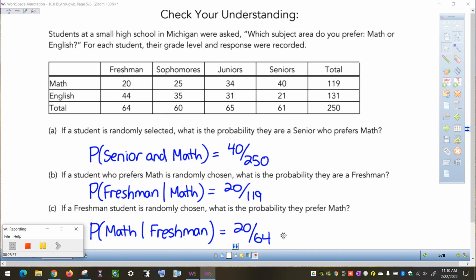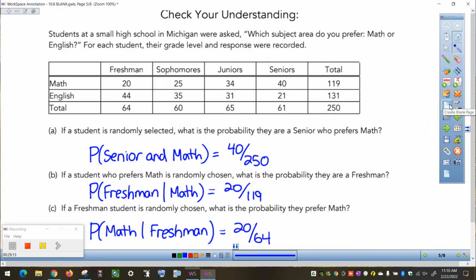So when we take a look here at part A, so first one, if a student was randomly selected, we wanted to find the probability that they're a senior who prefers math. Well, that's just going to be one little number on the inside part of our table. If we look at the seniors and we see how many of them preferred math, it was 40 of them. And that's just going to be out of the total number of students, because it just says if a student is randomly selected from the 250, we get 40 out of 250.